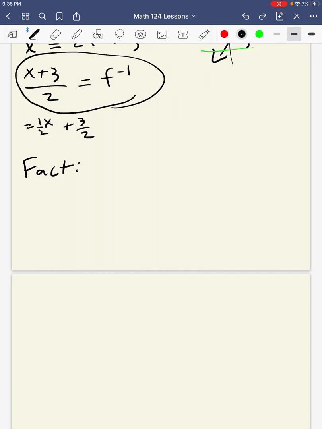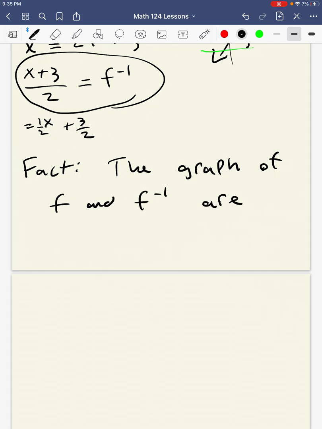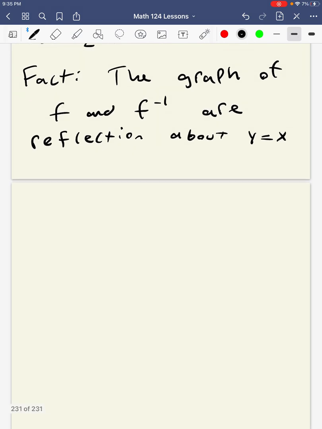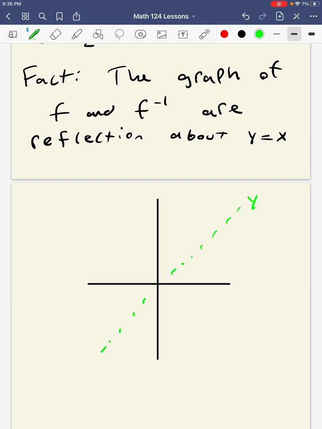How do I want to word this? Say the graphs of f and f inverse are reflections about the line y equals x. So I'll draw a picture to demonstrate what this means. Here's the xy plane. In green, I'll do the line y equals x. So this green dotted line is the line y equals x.